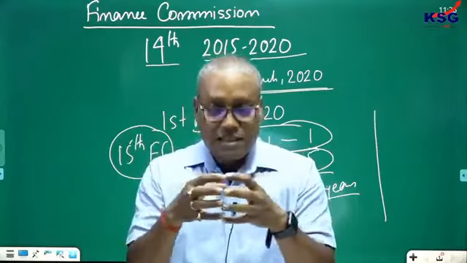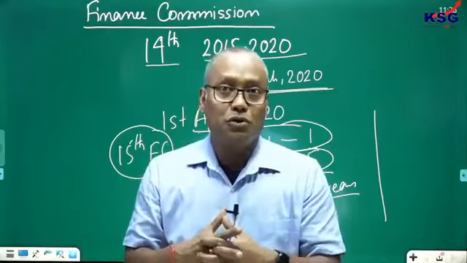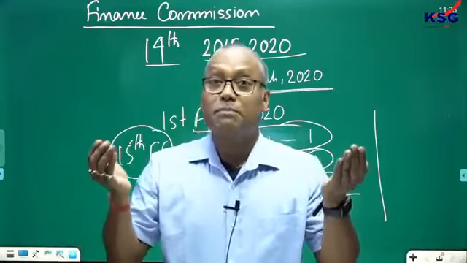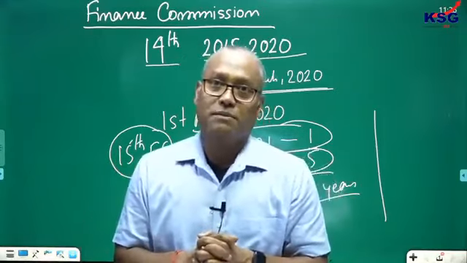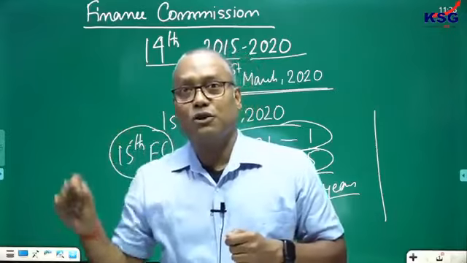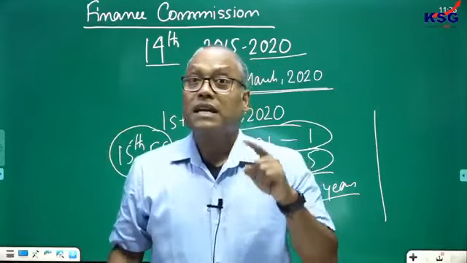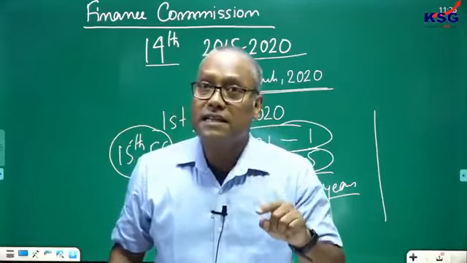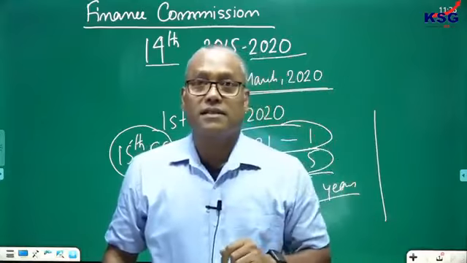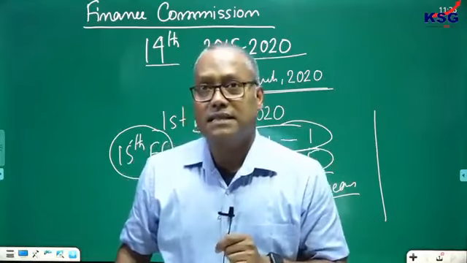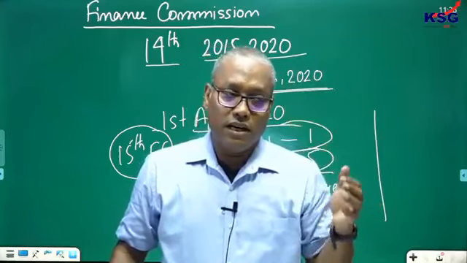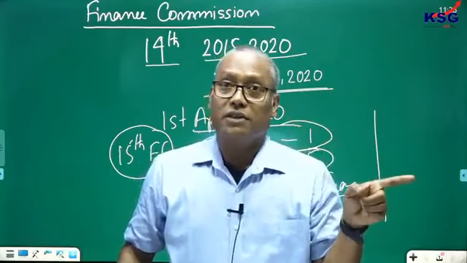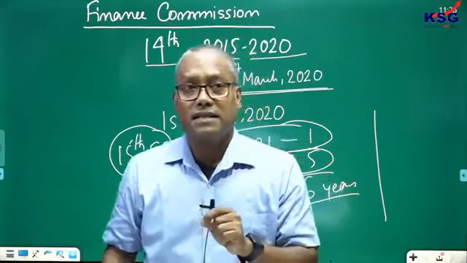If the center-state relationship is not good, or maybe very good, irrespective of that, the states are going to get that much amount. So we termed it as an automatic route. Fine. The second way the states are getting funds from the center is planning assistance.